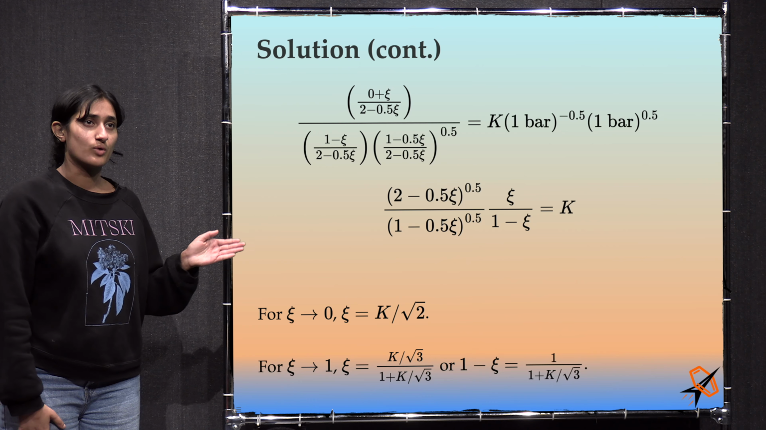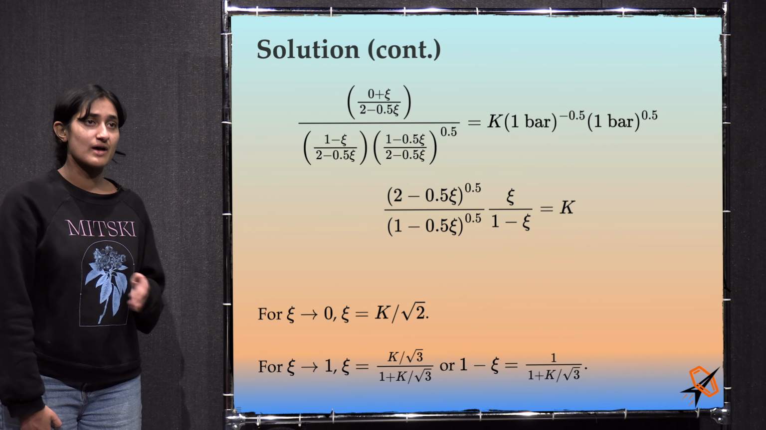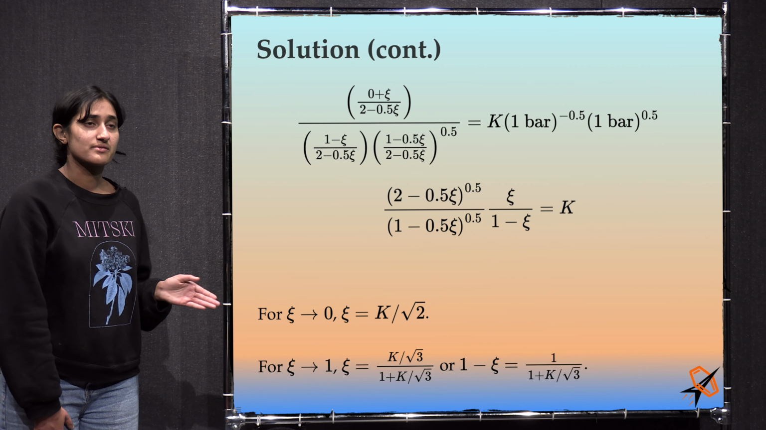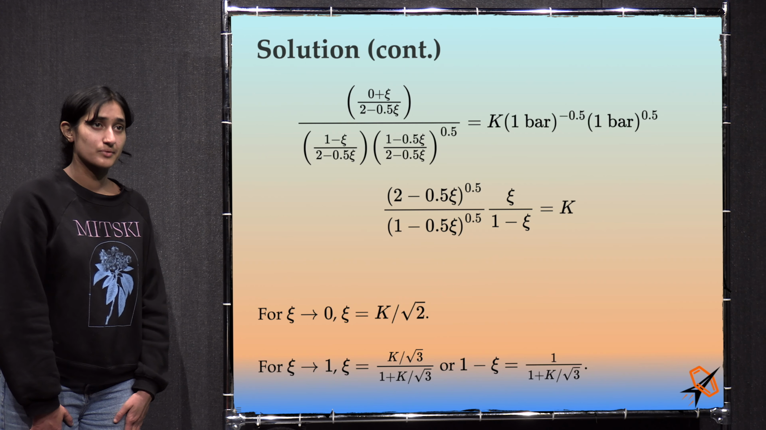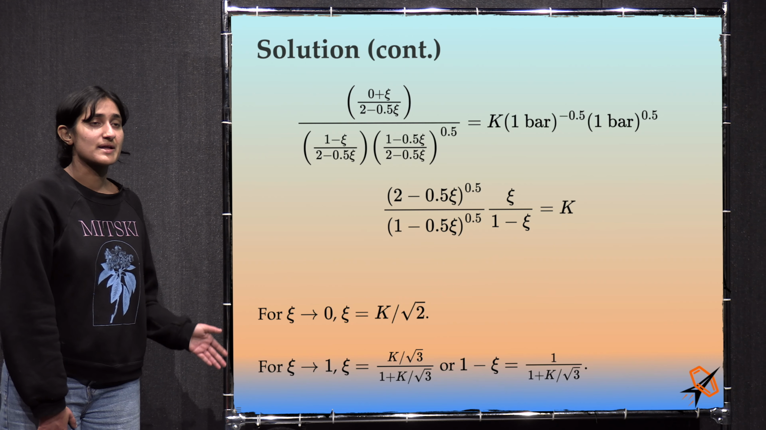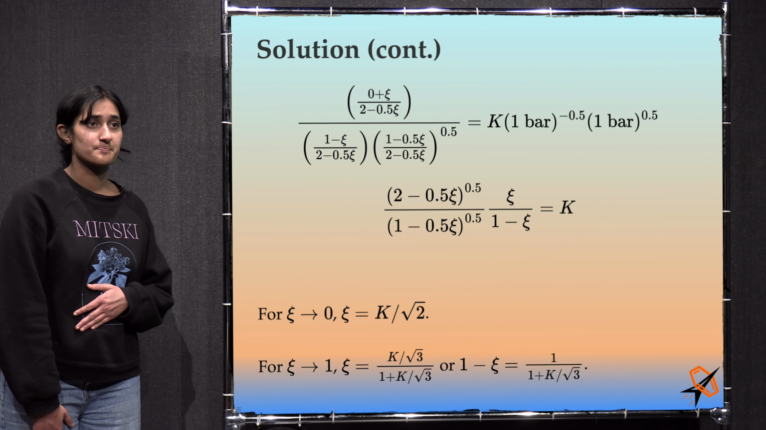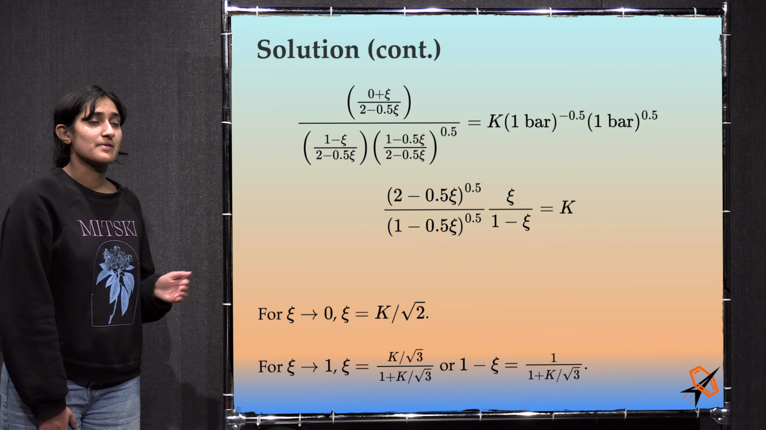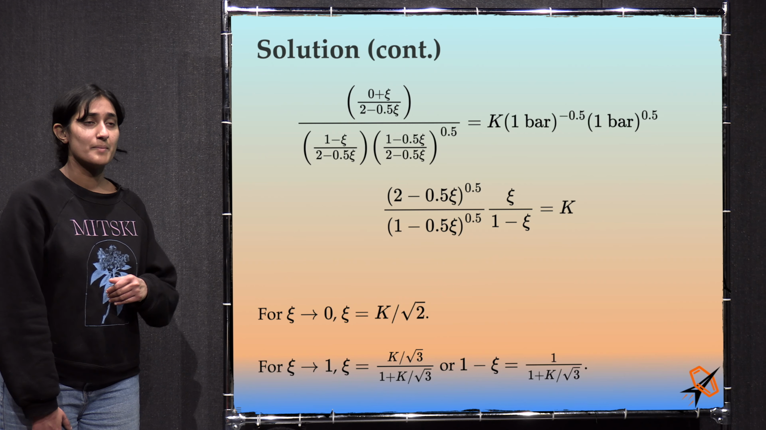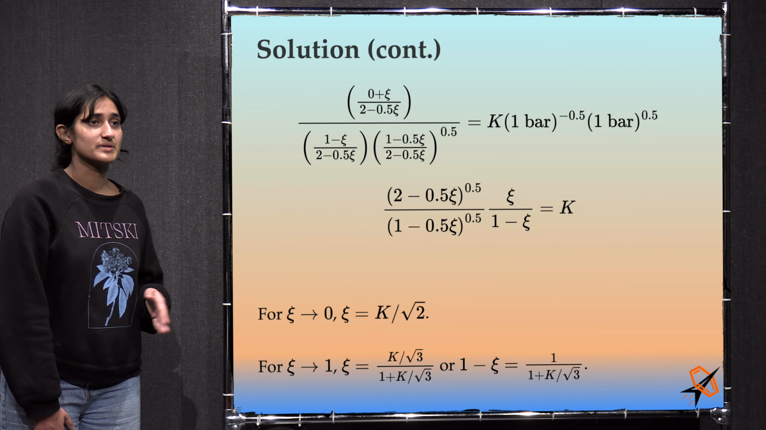For the extent approaching 1, we can see that the 2 minus 0.5 extent approaches 3/2. The 1 minus 0.5 extent approaches 1/2, so that ratio approaches the square root of 3. Divide both sides by the square root of 3, multiply through by 1 minus the extent, and doing a little bit of algebra, the extent is either K divided by the square root of 3 over 1 plus K over the square root of 3, or 1 minus the extent equals 1 over 1 plus K over the square root of 3.